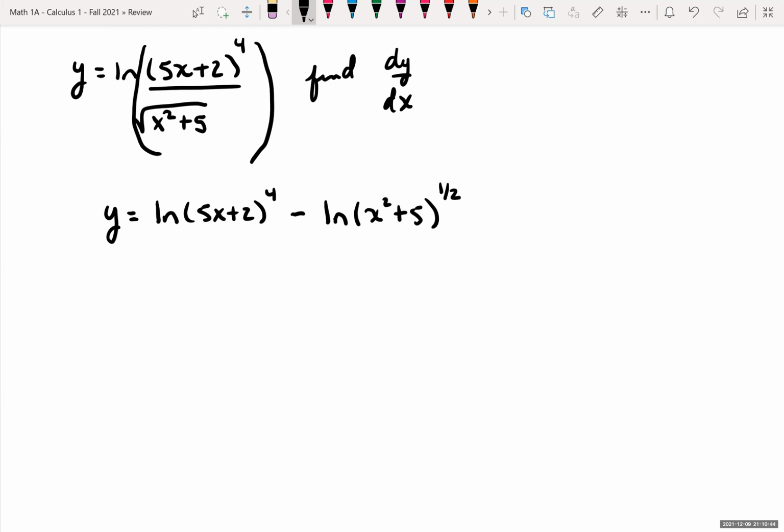We also have a property of logs that we can bring our exponent down front. And so this gives us y is equal to 4 natural log of 5x plus 2, minus 1/2 natural log of x squared plus 5.